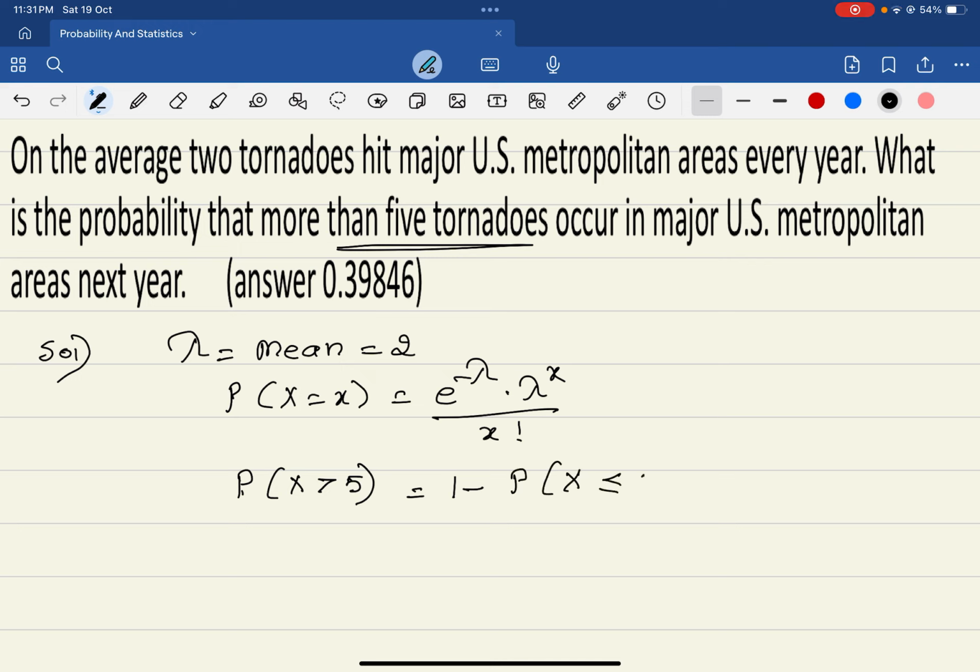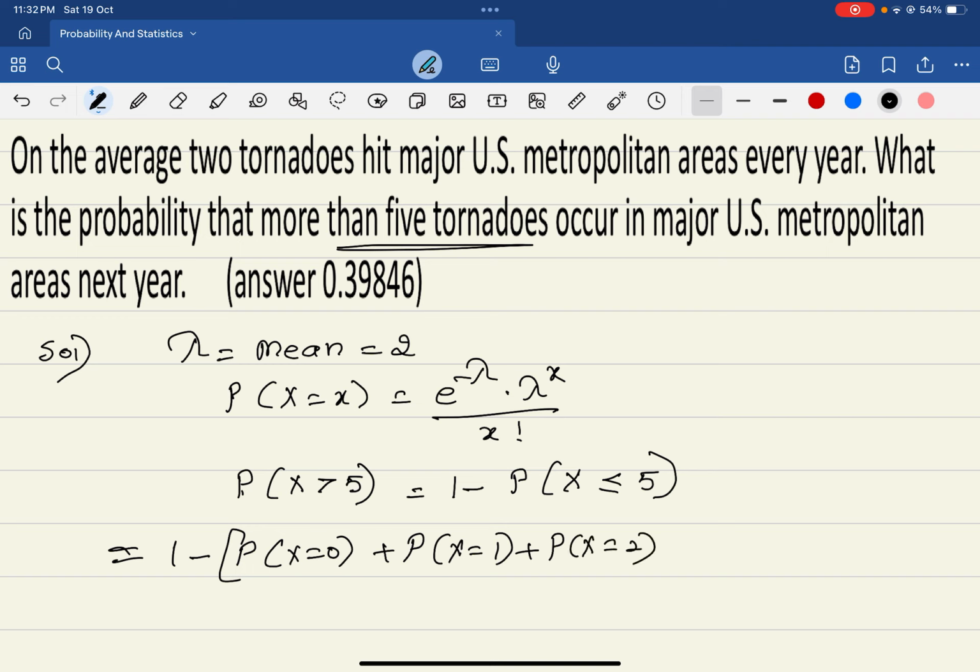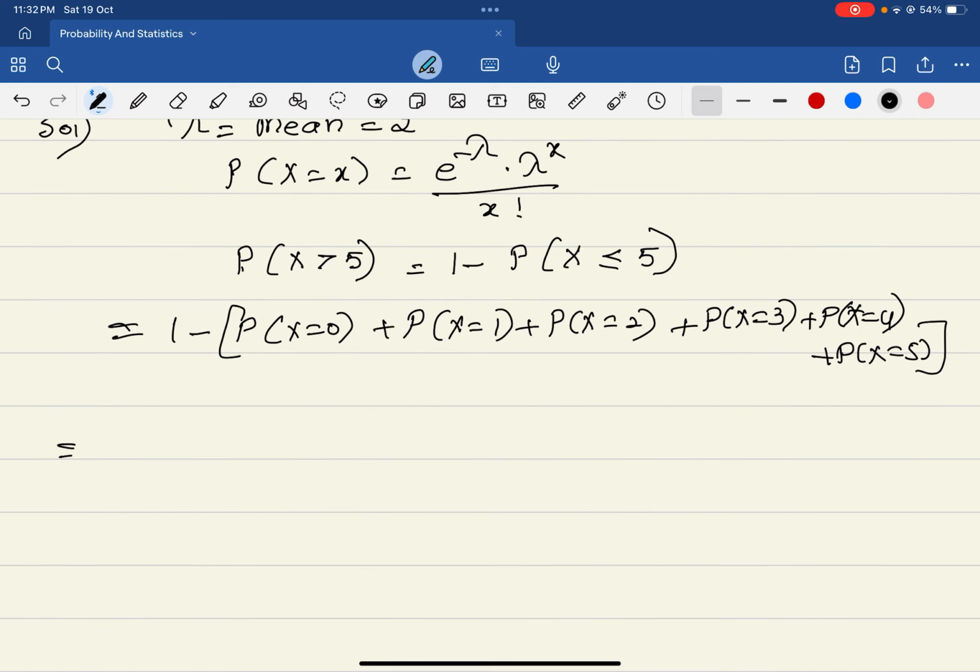P of X less than or equal to 5 we find out and subtract from 1. So what does it give us? Let us see now. We write down the equation properly. It is 1 minus P of X equal to 0 plus P of X equal to 1 plus P of X equal to 2, X equal to 3, X equal to 4, X equal to 5. So these are the things you have. And now what is 1 minus P of X equal to 0?